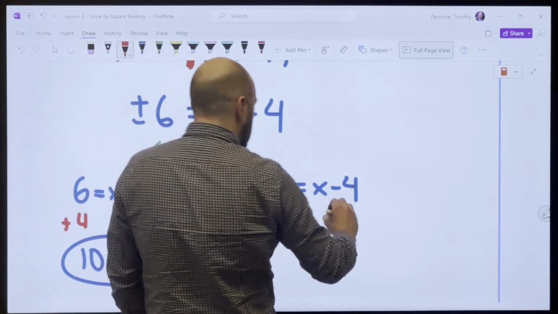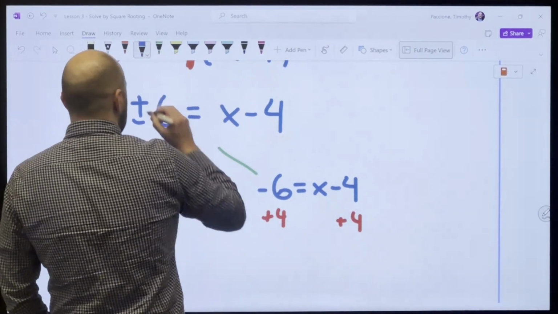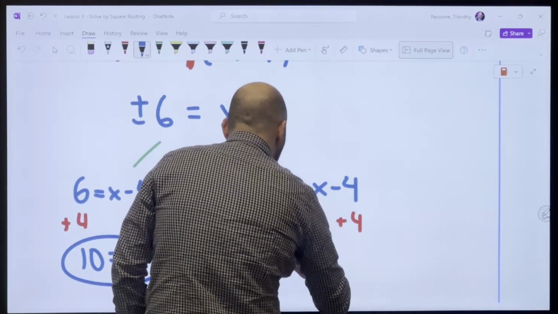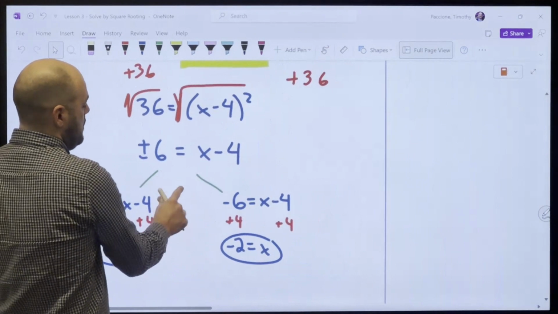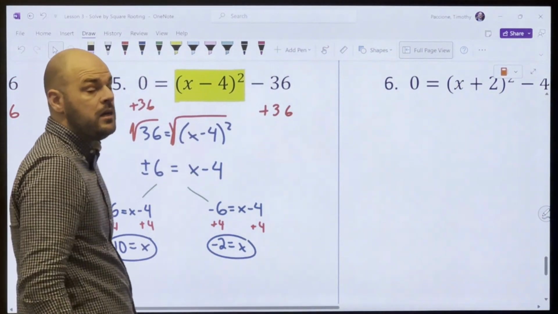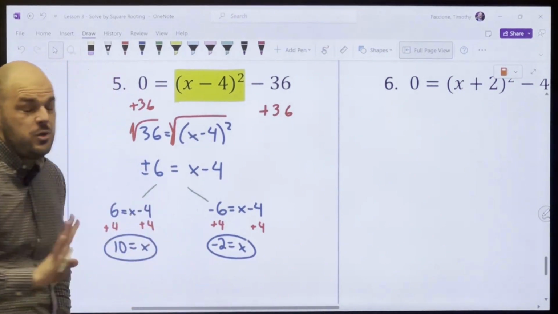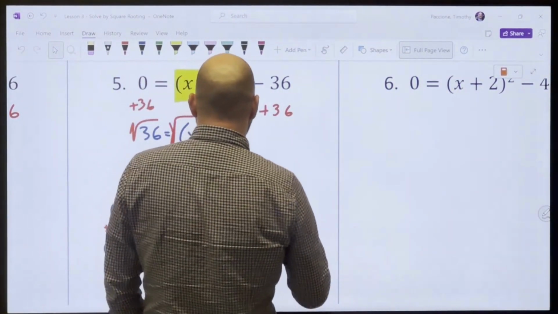Here I would add 4, negative 2 equals x. And those are the two solutions that would make this equation true. That would make that true. Okay? Okay, so those are two pretty clean ones. Let's go over one more example that's not as clean and show you how to deal with that.